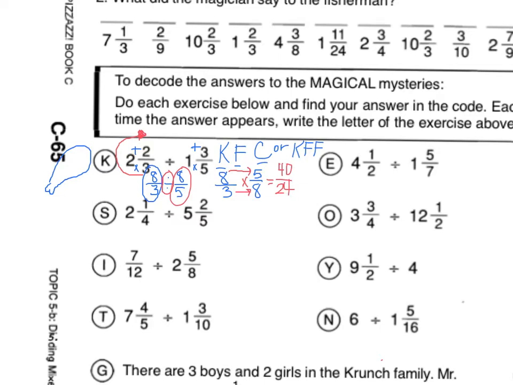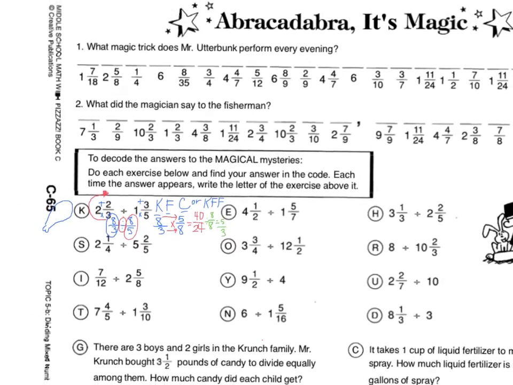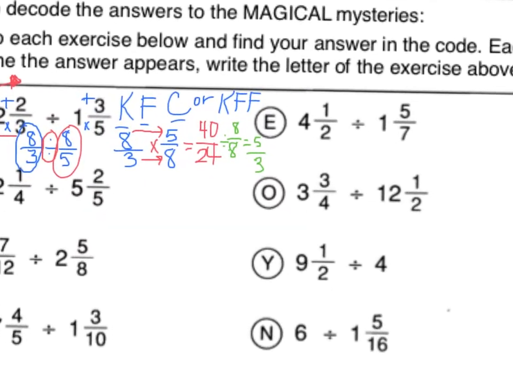I'm going to simplify it. Let's see, a common factor, if I were to look at my factors of 40 and of 24, would be 8. And that gives me 40 divided by 8 is 5, and 24 divided by 8 is 3. Okay. Now you have one more thing to do here, because 5/3 is improper.